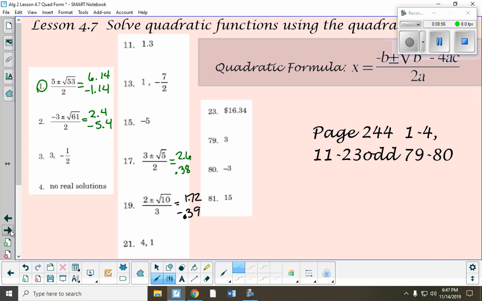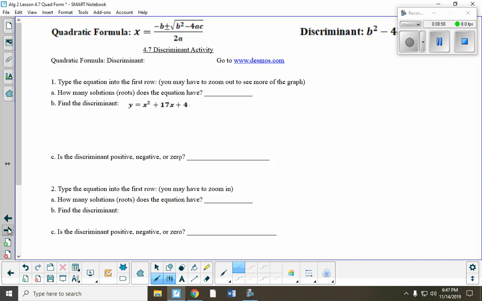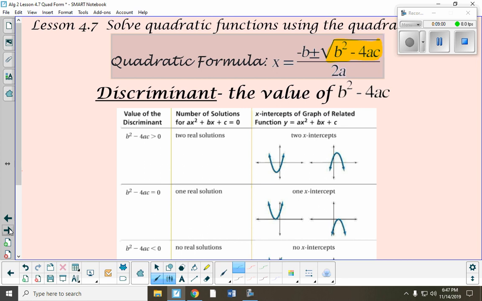So go ahead and practice those a little bit. And the last thing that I want to mention here is when we're looking at the quadratic formula, this part underneath the square root is called the discriminant, b squared minus 4ac. And that's important to understand that gives us a hint about how many solutions we should have, or it tells us how many we'll have.